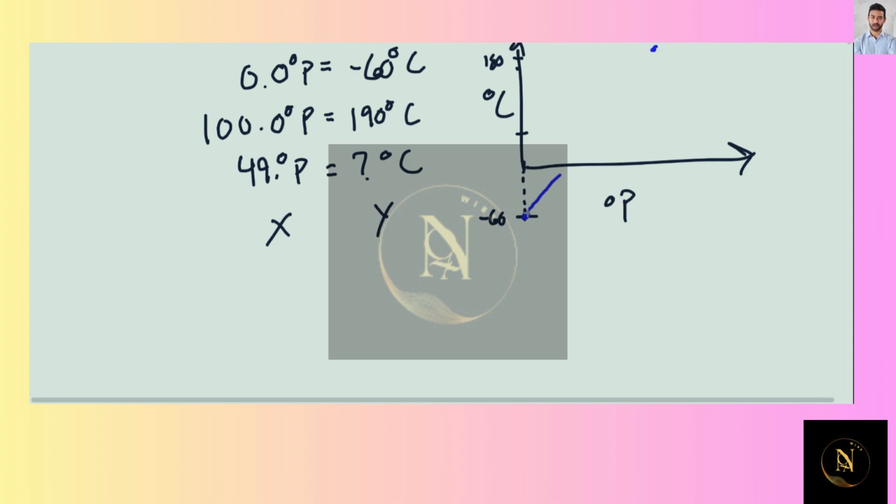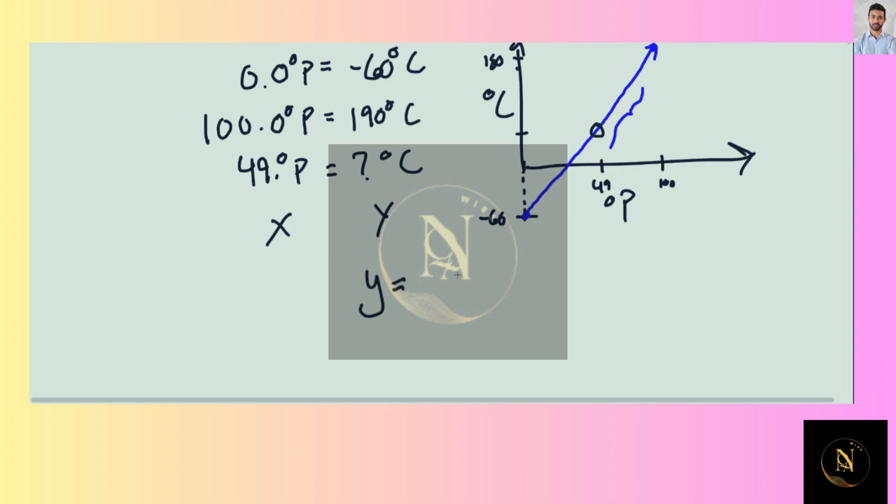Really what we need to do is just find the equation of this line, because we know that's 49, and we want to find what that value is in C. So mathematically, we're finding the equation of the line which describes the relationship between our P degrees and our C degrees. Okay, so how do we do that?